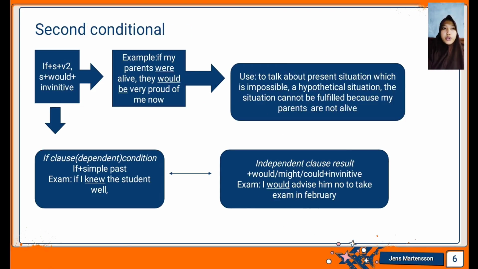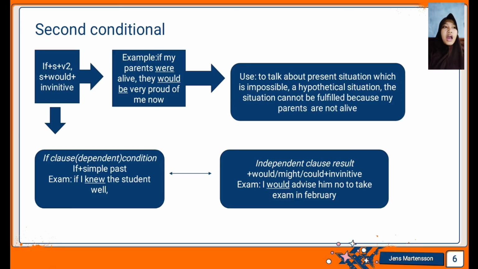Next is second conditional. The pattern is if plus subject plus verb 2, comma, subject plus would plus infinitive. The example is, if my parents were alive, they would be very proud of me now. In the sentence, were is a simple past, and would be is would plus infinitive. Used to talk about a present situation which is impossible.